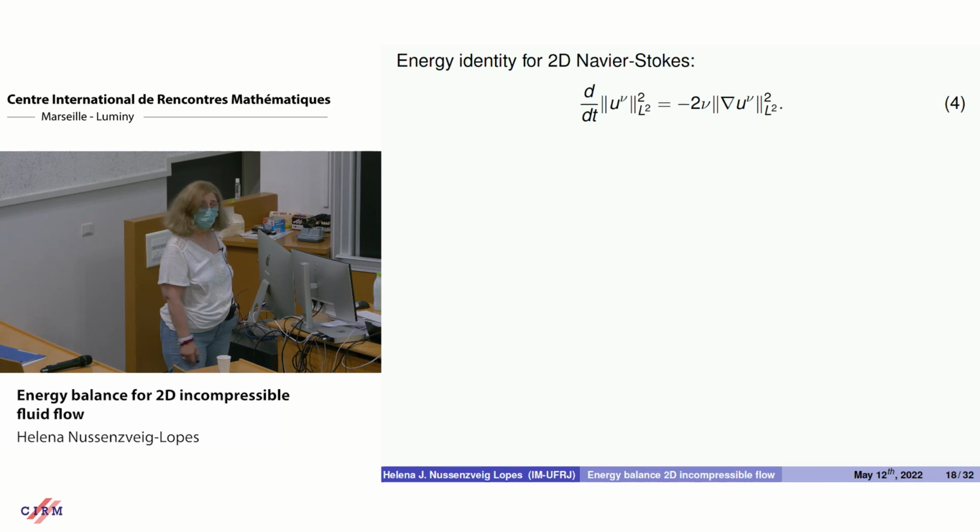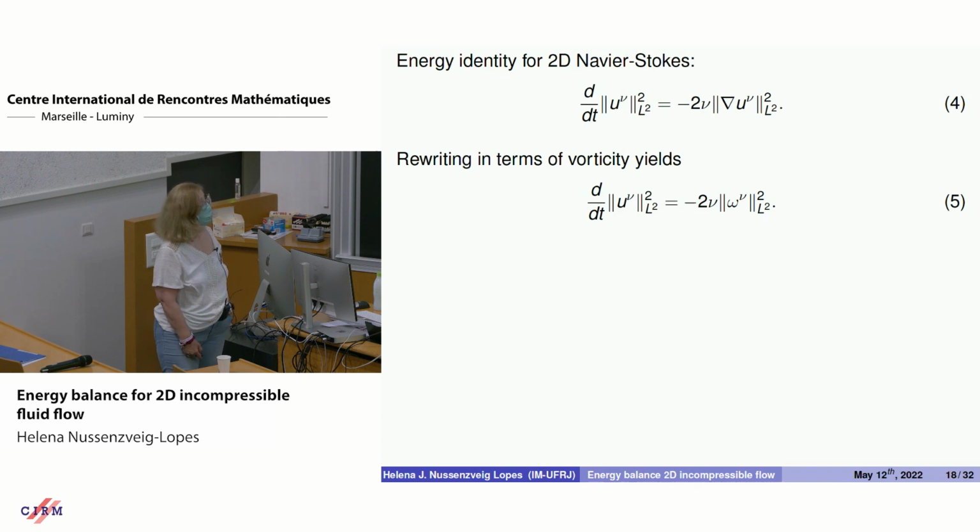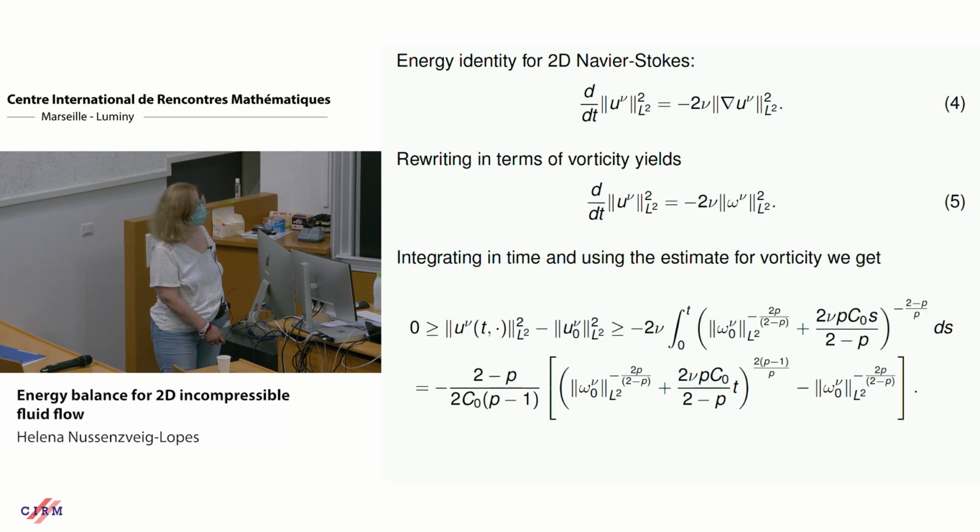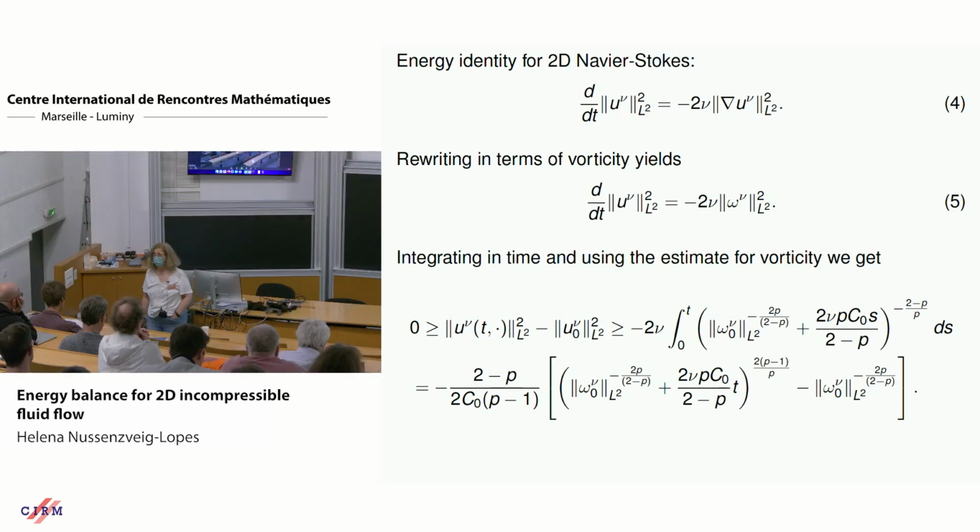Okay, then we go back to the energy identity for 2D Navier-Stokes, which you can rewrite in terms of vorticity. And then we input what we have just learned about the L2 norm of the vorticity and integrate in time, and we get finally this estimate. The L2 norm squared of u^nu minus that of u_0^nu is less than or equal to 0, and it's greater than or equal to this integral here, which when you integrate, you wind up with this estimate.